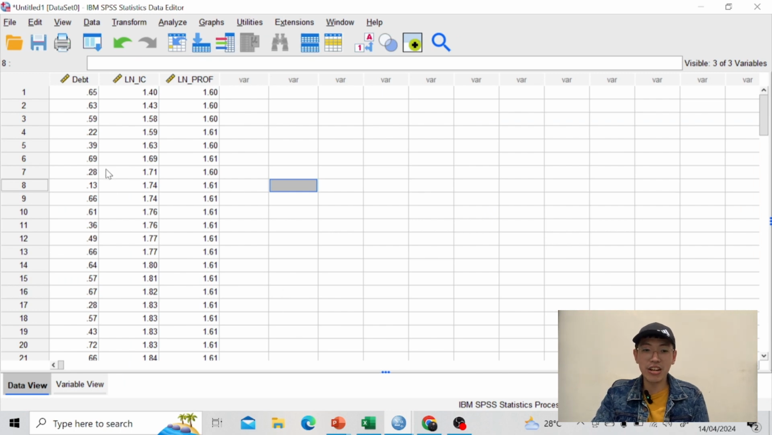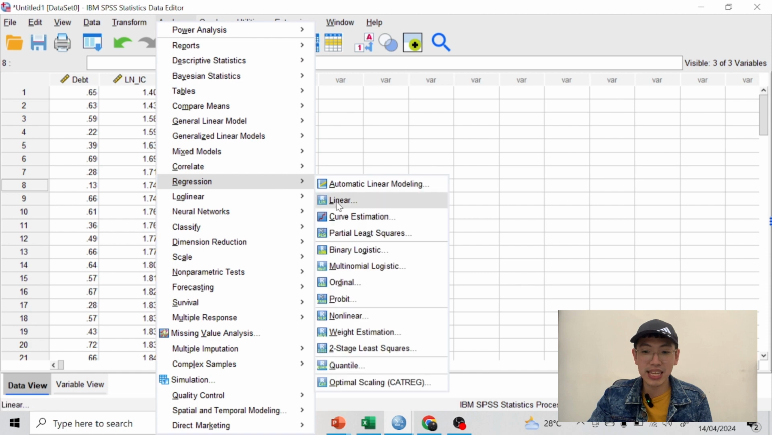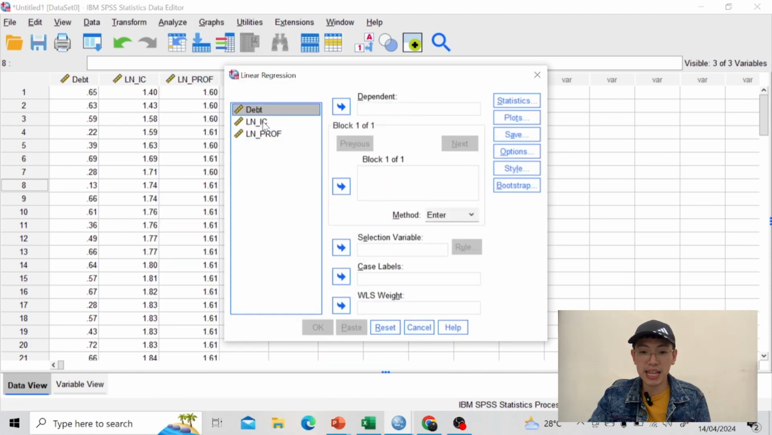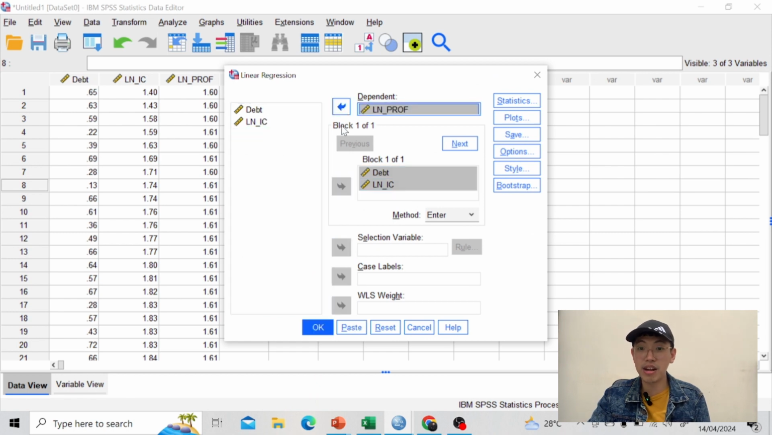Now let's try for secondary data. I have secondary data here, debt, log of intellectual capital, and also log of profitability. The independent variable is the debt and log intellectual capital. The dependent variable is log profitability. I want to conduct regression test. Again, since it is secondary data, I do not conduct validity and reliability tests, and I have conducted classical assumption tests. Therefore, I can conduct regression analysis. So, the step is the same: analyze, regression, and linear. In this case, I put debt and log IC into independent variables, and log profitability as dependent variable, then okay.